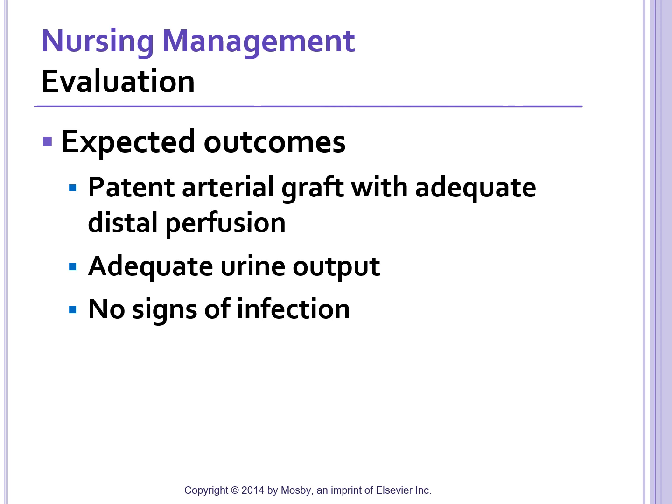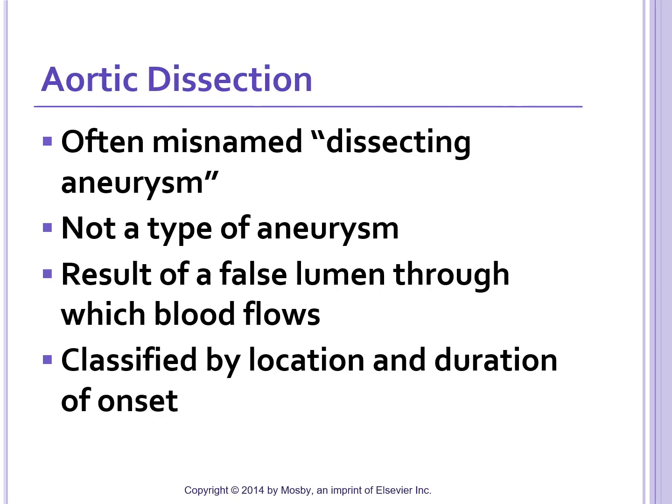All right, and our expected outcomes: we want their graft patent, obviously, with adequate distal perfusion. We want their kidneys to not be affected. We can measure this by having adequate urine output, and then no signs of infection. Those are our ideal situation here. All right, so that sums up our aortic aneurysms.